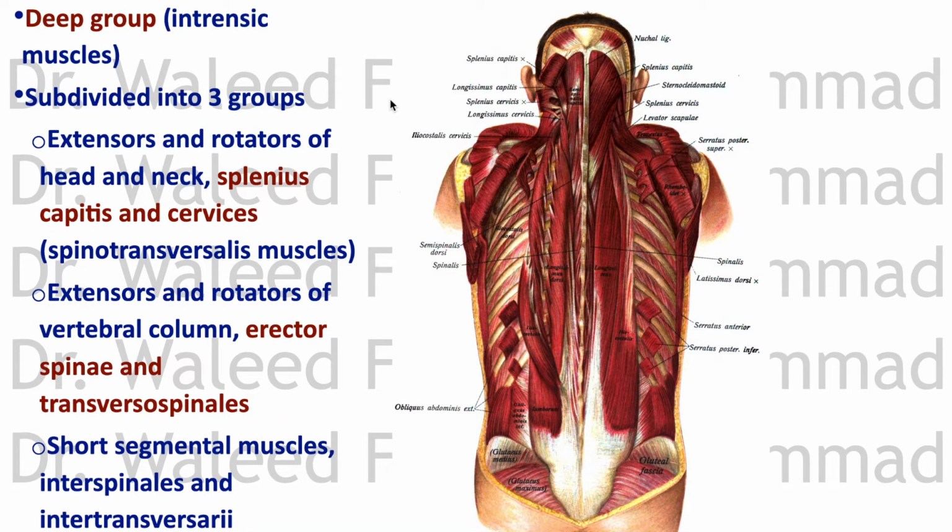The deep group, called the intrinsic muscles, is subdivided into three groups. Those who extend and rotate the head and neck, like the splenius capitis and cervicis, are called the spinotransversalis muscles. Extensors and rotators of the vertebral column, like the erector spinae muscle and the transversospinalis muscles. The names are a little bit confusing, but you have to learn it this way. Erector spinae and transversospinalis, and the short segmental muscles between the spines and between the transverse processes, like the interspinalis and the intertransversarii muscles.